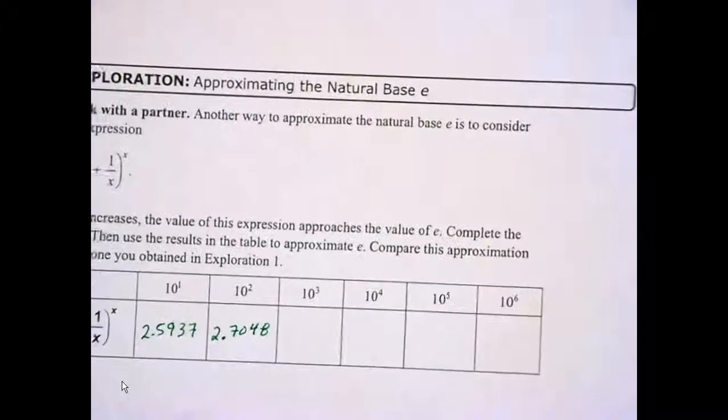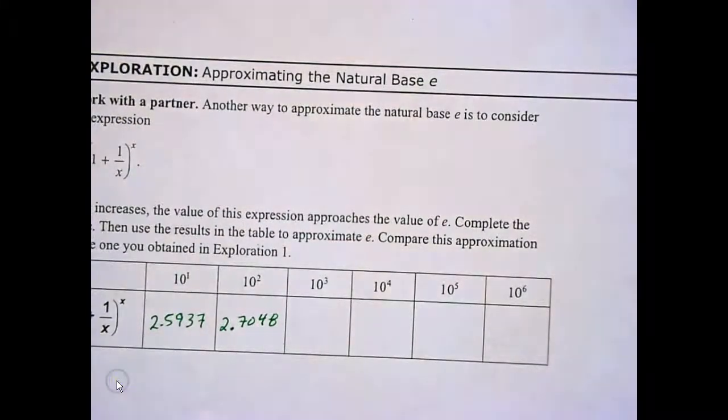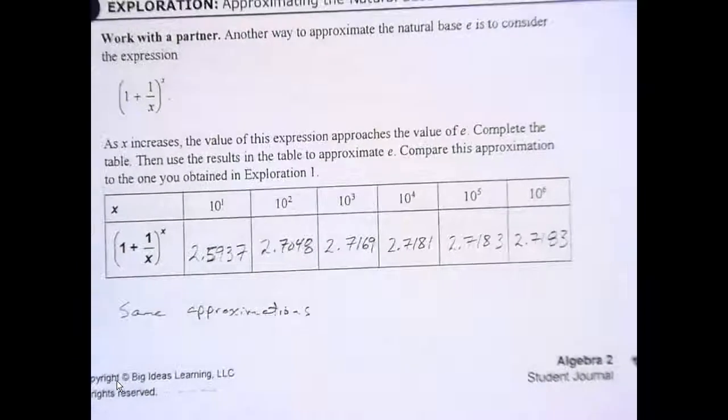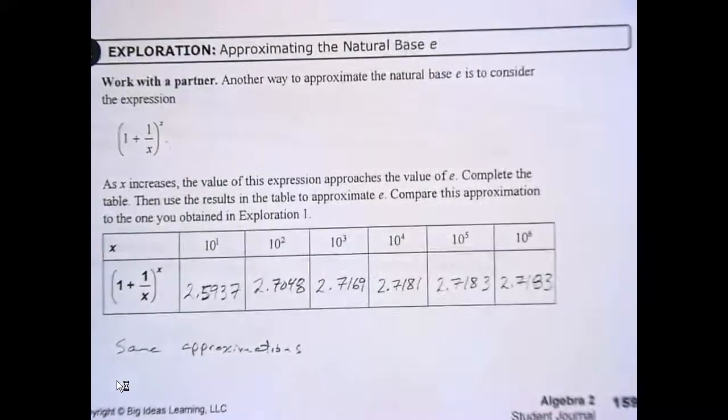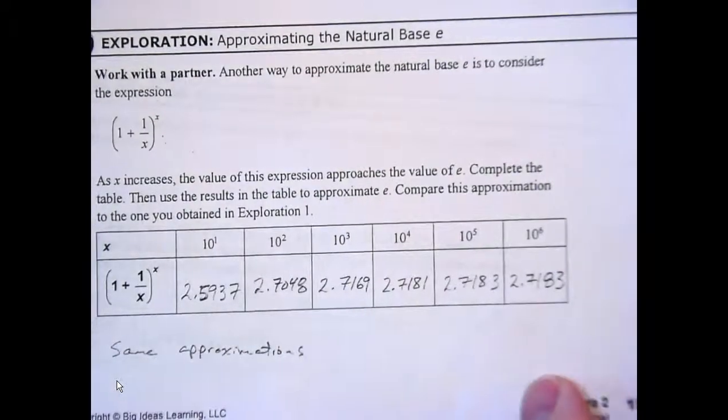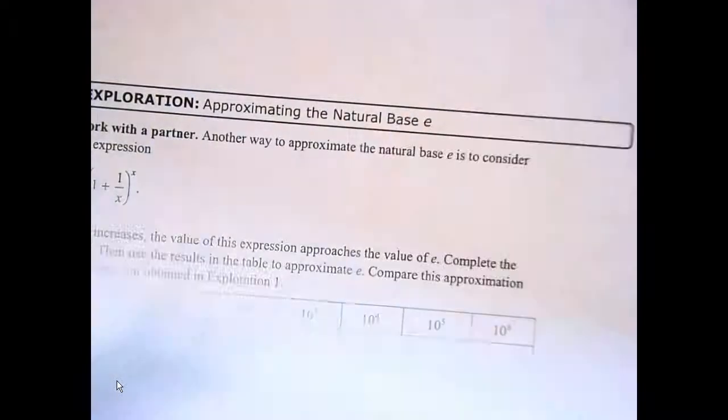Okay, go ahead and finish up that table there. But as you continue that, hopefully your table has started to look like that there. Notice you're getting really, really close to 2.7183. Hey, that's what E is. Now you know why I named my son E. Very mathematical.